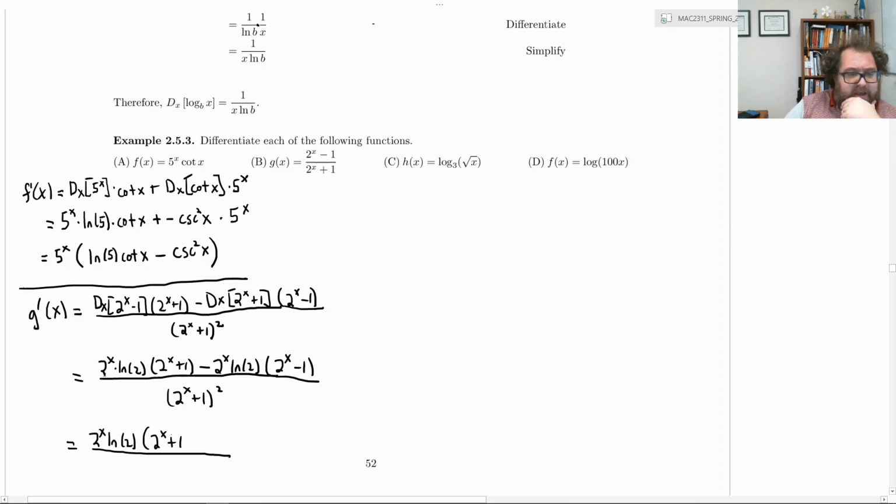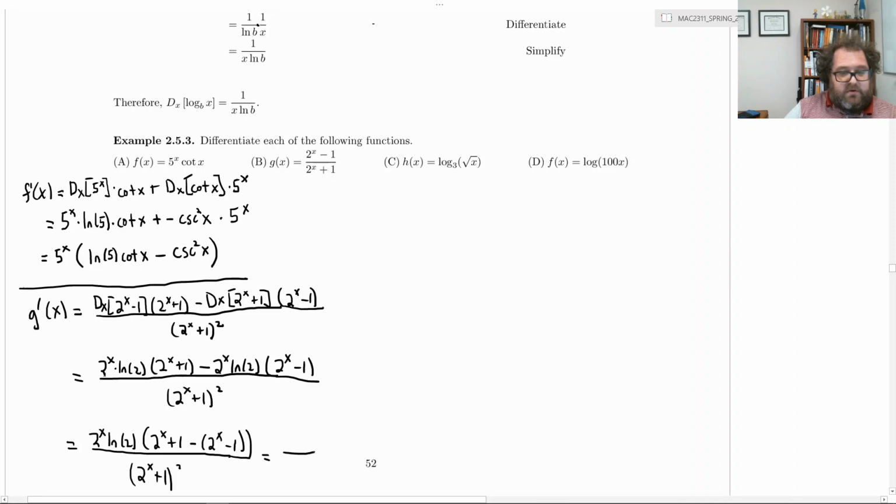All right, so we factor out the 2 to the x natural log of 2. So that leaves us with 2 to the x plus 1. Oh, but then it leaves us with a minus 2 to the x minus 1. So I almost lost my negative sign there originally. So divided by 2 to the x plus 1 squared. Now that gives us what?